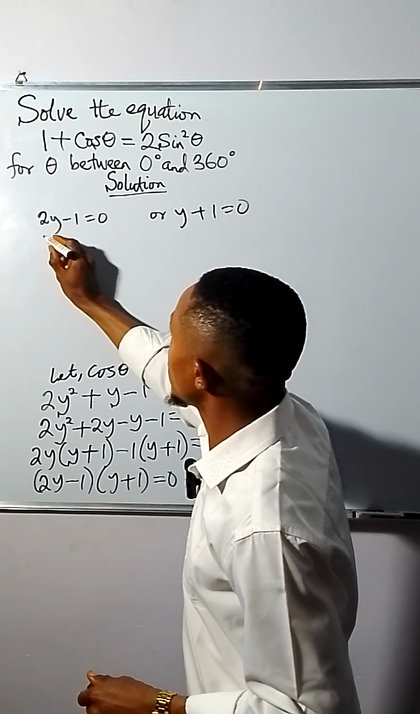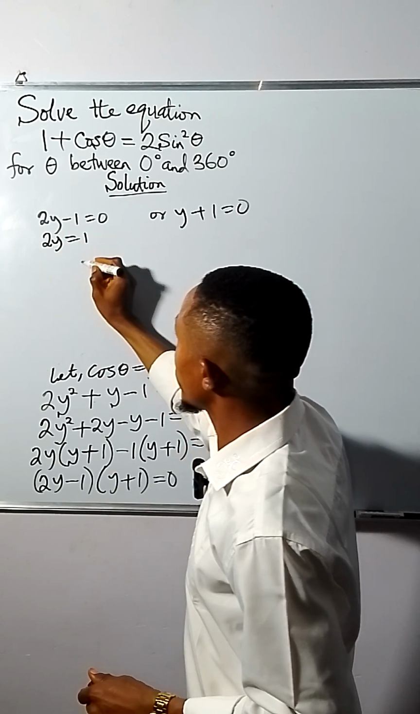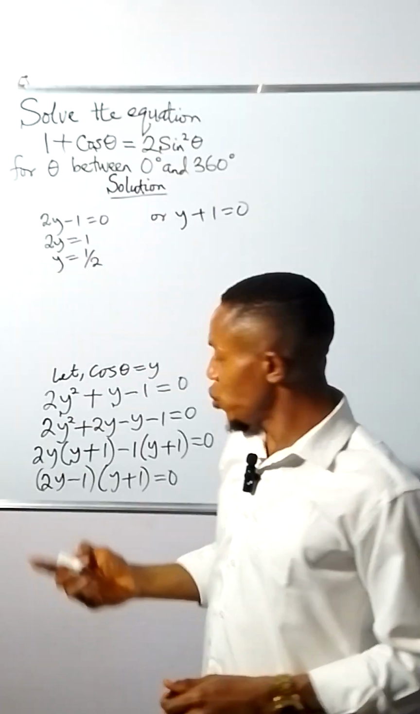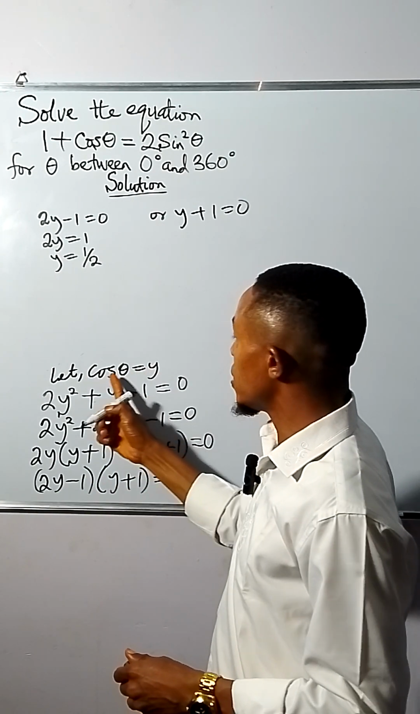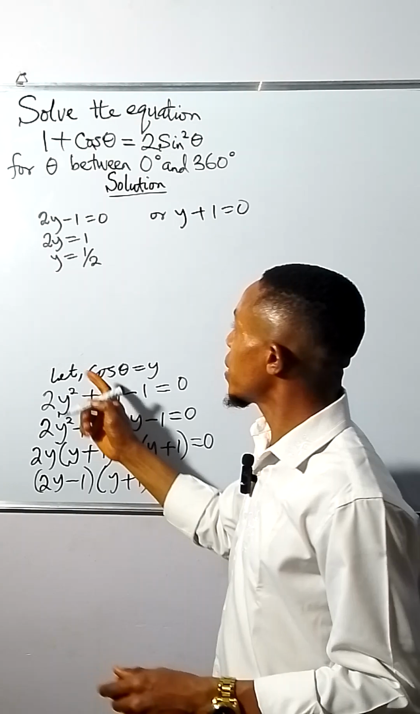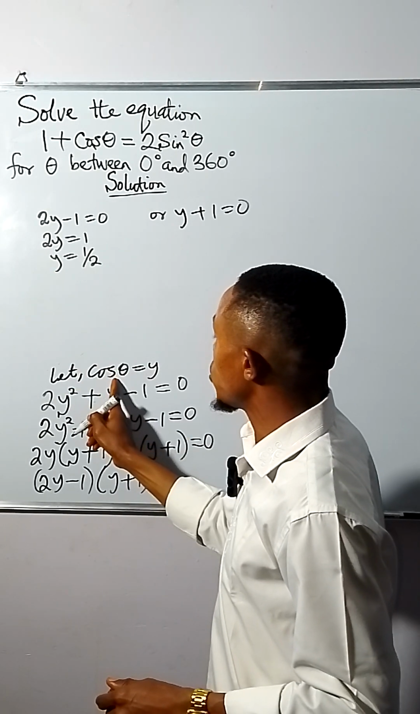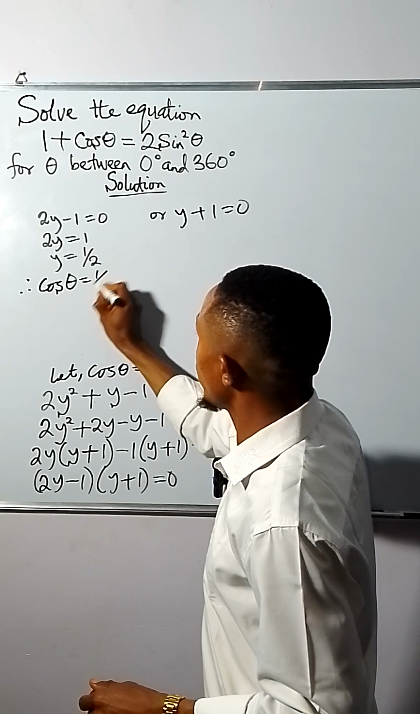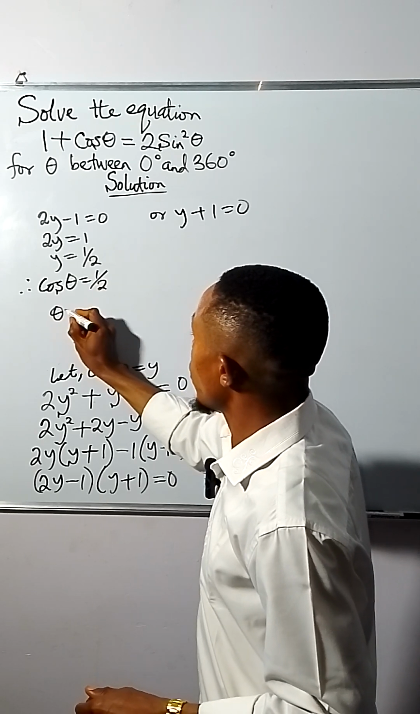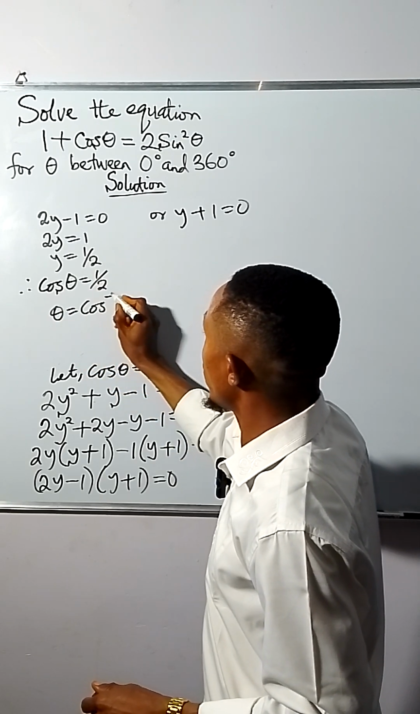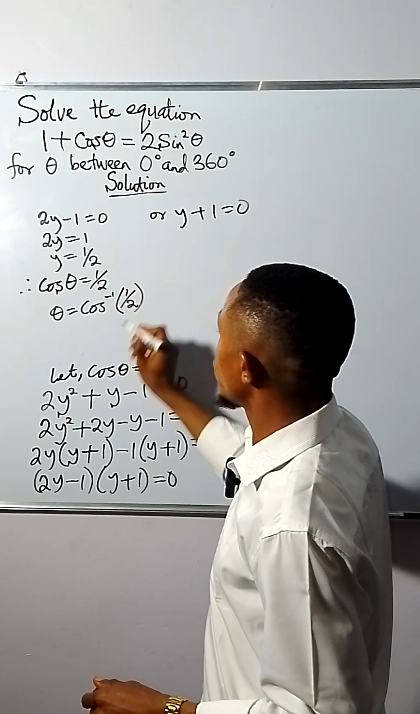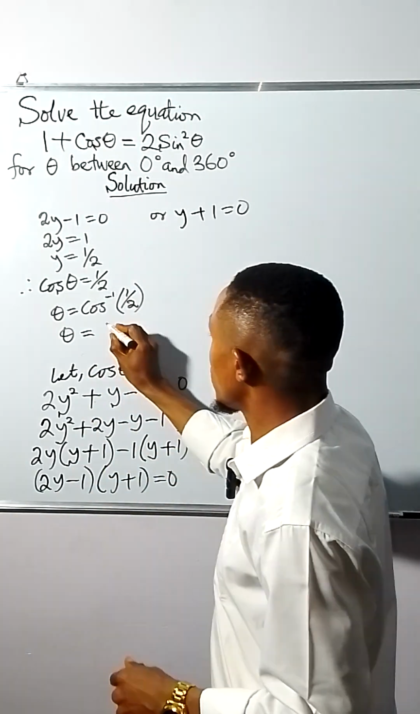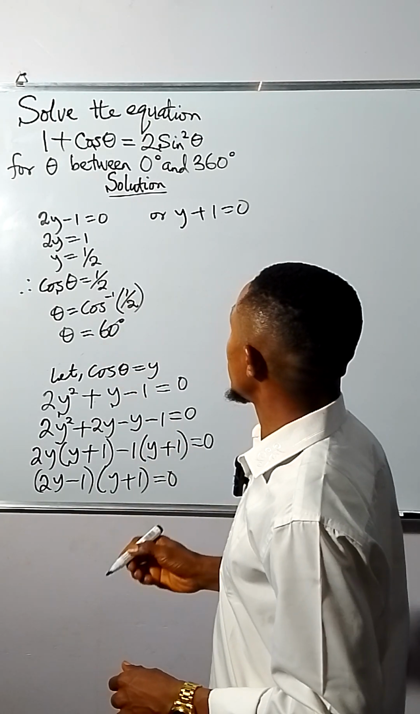Let's solve further here. We have 2y is equal to 1, therefore y is equal to 1 over 2. But we know that y is the same thing as cos theta. So in place of y, I will represent it with cos theta. Therefore cos theta is equal to 1 over 2. Theta will now be cos inverse of 1 over 2. And what is the cos inverse of 1 over 2? It gives us 60 degrees. So theta is 60 degrees.